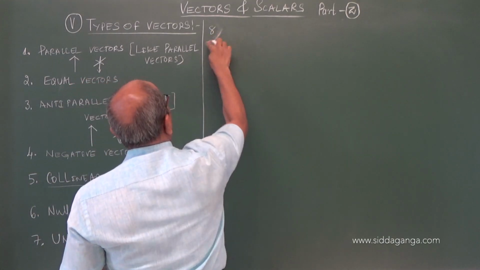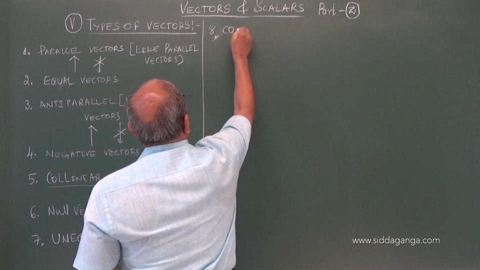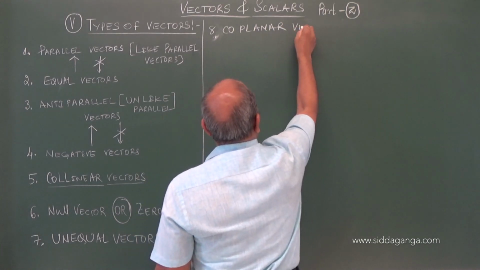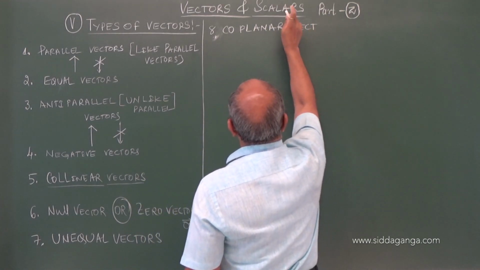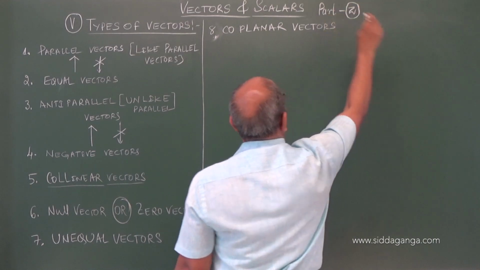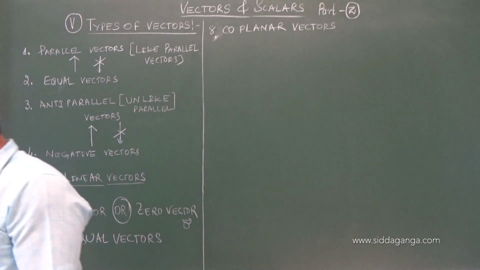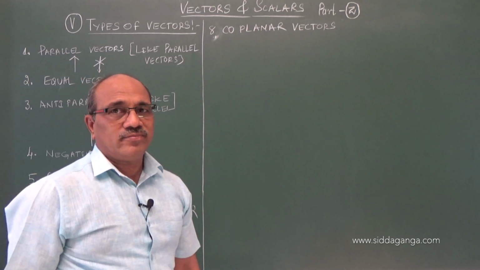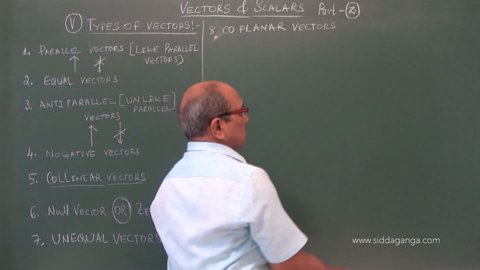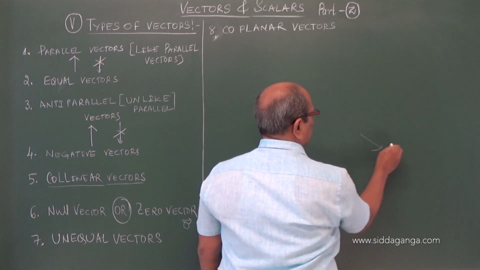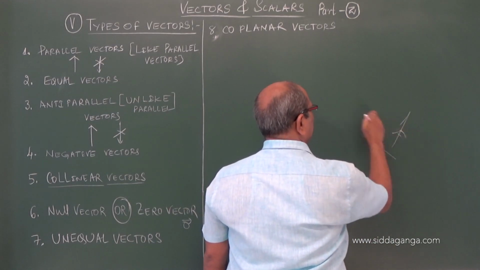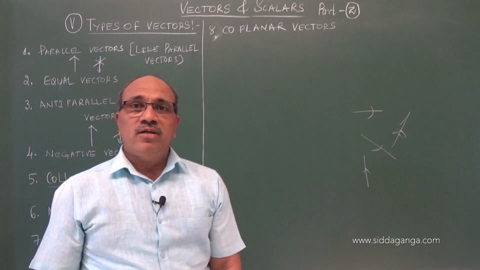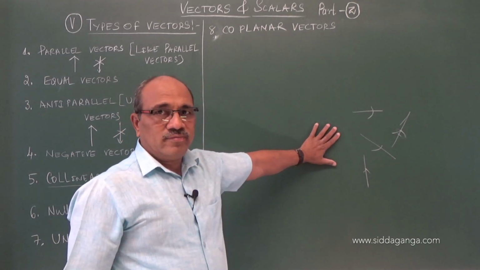Eighth one, coplanar vectors. Coplanar vectors. Co means common. However many vectors I draw on this board, maybe like this, with any magnitude and direction, they can be taken like this. All the examples I explained so far are in the same plane of the board.